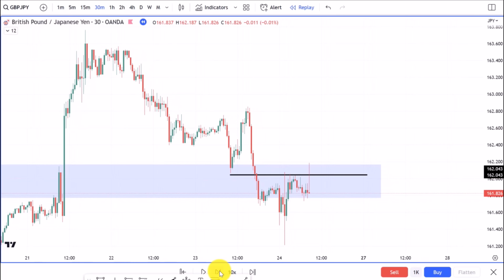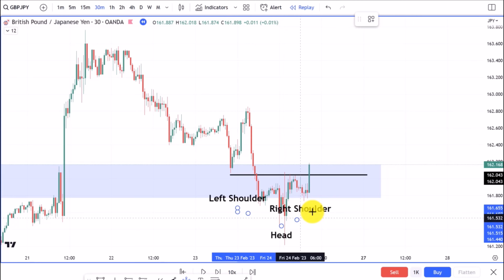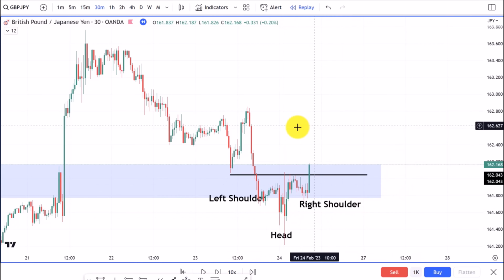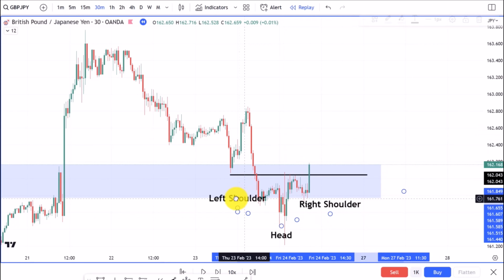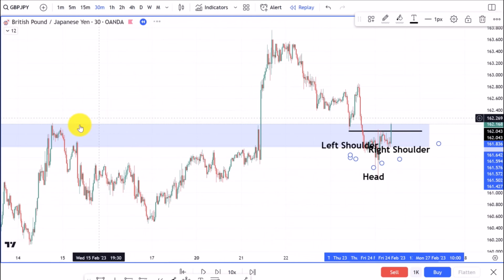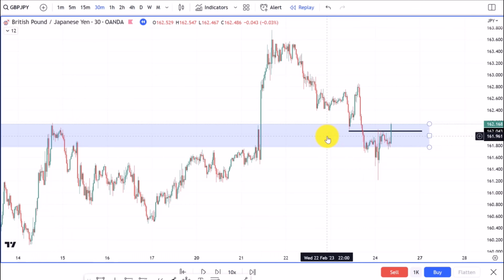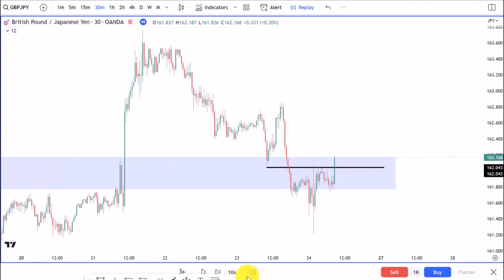Do you see the pattern? I would say this looks like quite an inverse head and shoulders. Very, very strong bullish breakout pattern. Very good indication here that the market is actually considering this, or this is actually having a good chance of turning into support.